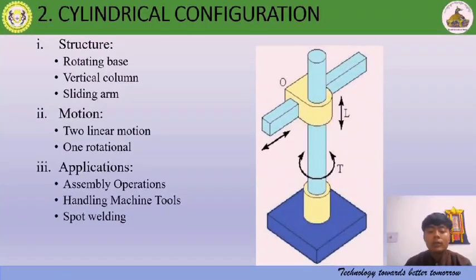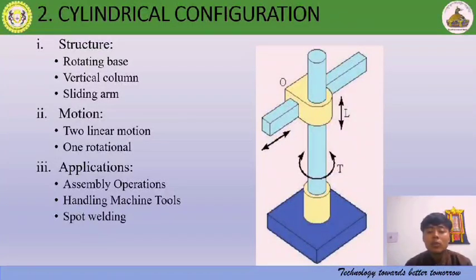Cylindrical configuration. So now next, the cylindrical configuration. First of all, I would like to talk about the structure. First, similar to that of the polar configuration, the rotating base. The bottom part of the robot can turn around its central axis, providing rotational movement. Secondly, the vertical column, as we can see in the figure, a tall upright structure that supports the arm and allows it to move up and down. Similarly, the sliding arm, as that of the polar configuration, the arm can slide vertically along the column and extend outwards, providing a combination of vertical and horizontal movement for the cylindrical configuration.